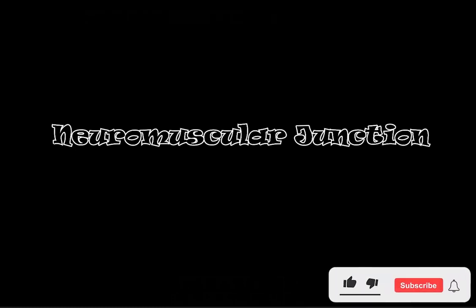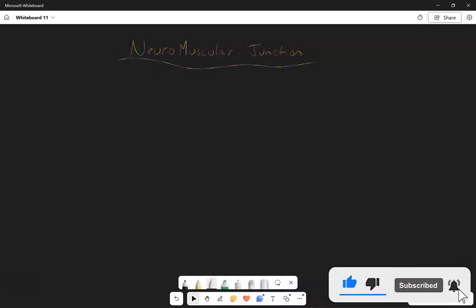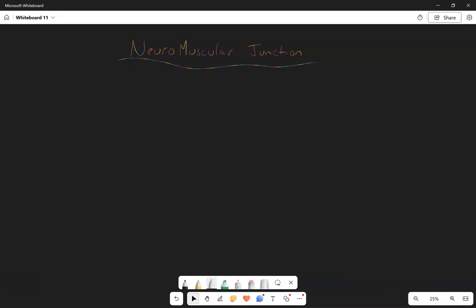Let's go ahead and take a look at the events that happen at the neuromuscular junction. So we know that skeletal muscle is controlled by a somatic motor neuron, right? So there's a synapse between a somatic motor neuron and the muscle fiber. This is called the neuromuscular junction, where the motor neuron serves as the presynaptic cell and the muscle cell, the myofiber, serves as the postsynaptic cell.